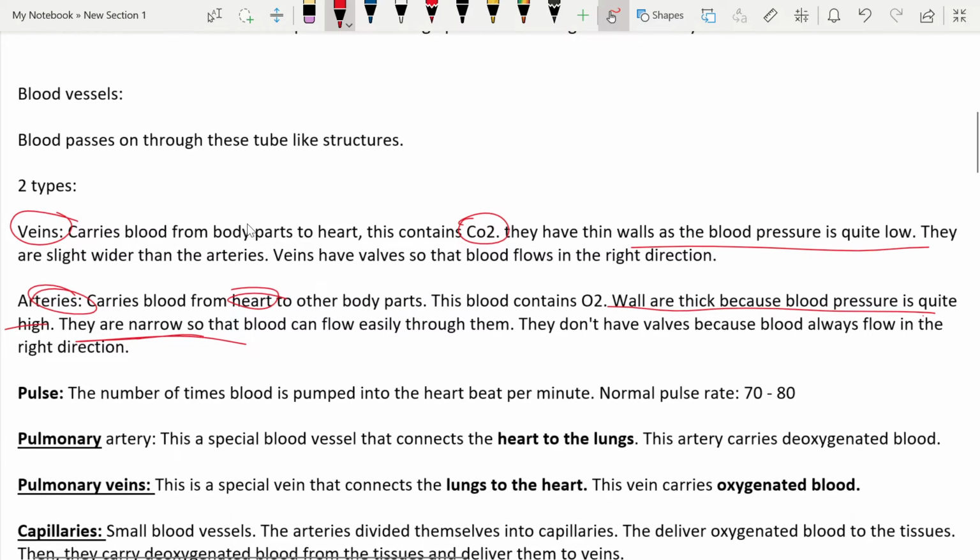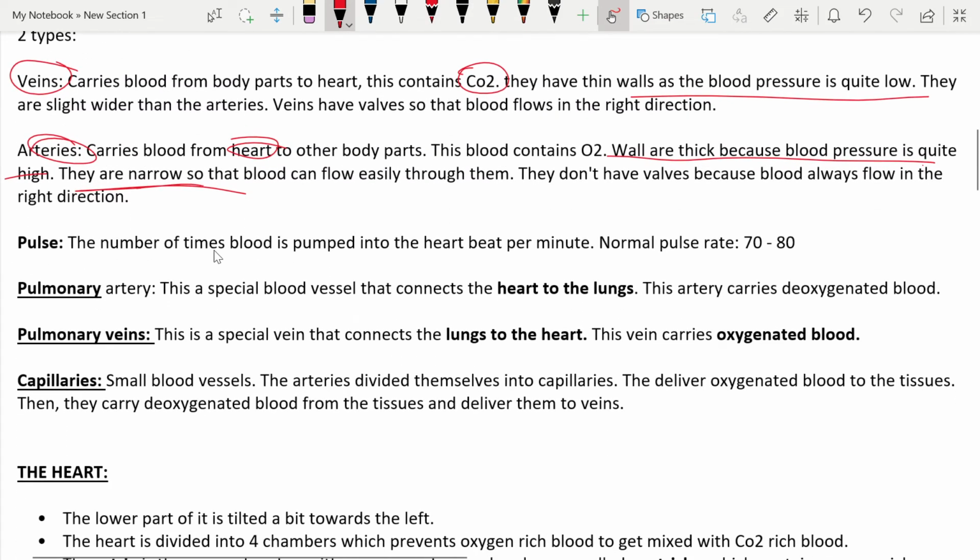Pulse: the number of times blood is pumped into the artery, the heartbeat per minute. So break that down: how many times the blood is beaten, how many times can you hear it? And the normal pulse is about 70 to 80.